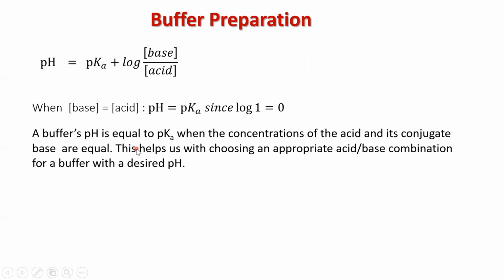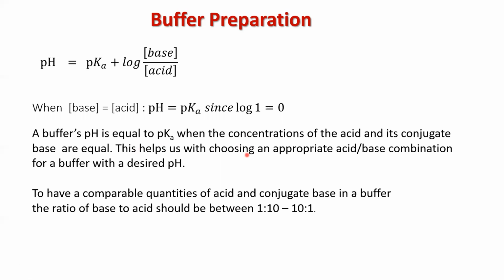So when we look at a buffer solution, we want to have the concentrations of the acid and base in that buffer solution to be equal to each other, or at least to be close to each other. So when we go to choose which buffer solution we want to use, we want the pH to be as equal or as close to the pKa as possible. And we want the acid to base ratio in that buffer solution to be somewhere between 10 to 1.